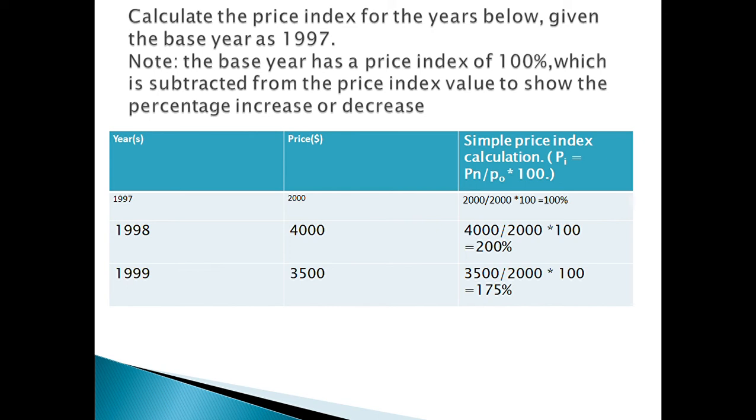It says, note, the base year has a price index of 100%, which is subtracted from the price index value to show the percentage increase or decrease. Wow, this is complex, but let's make it simple.